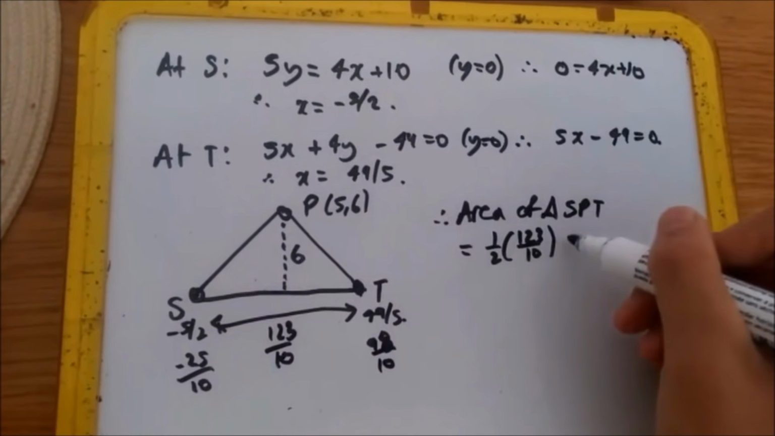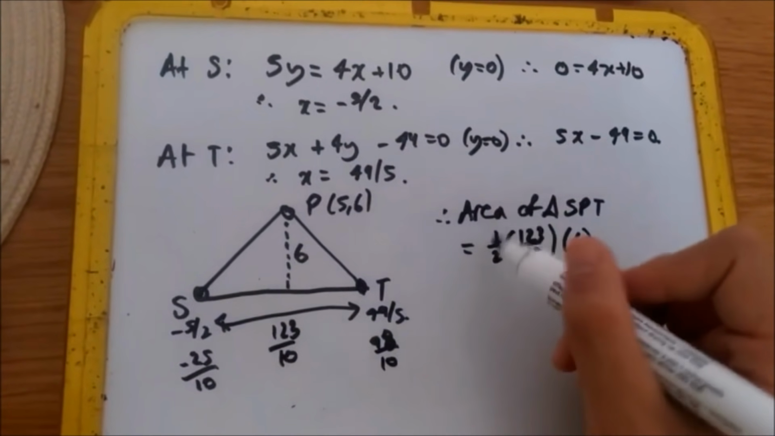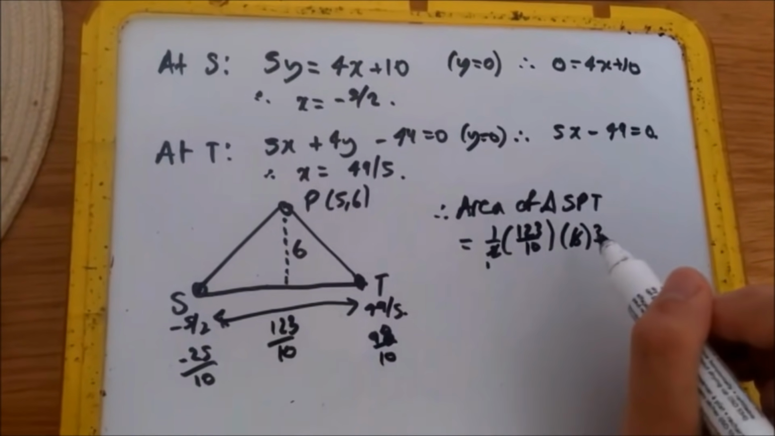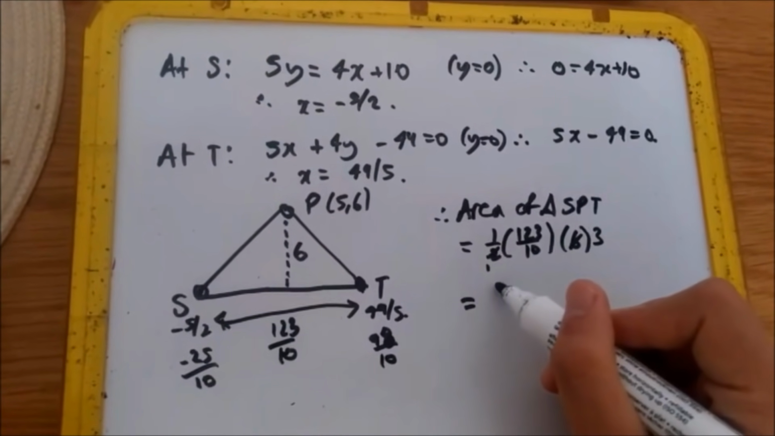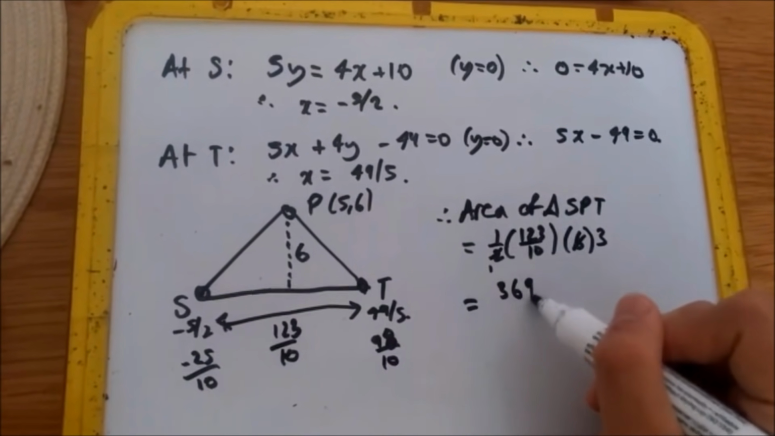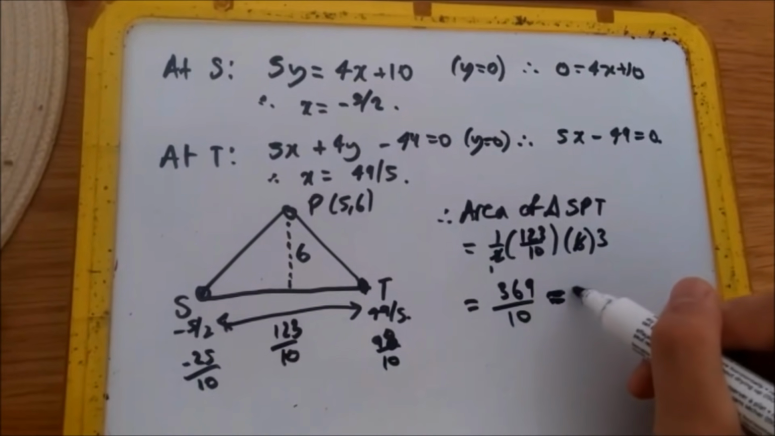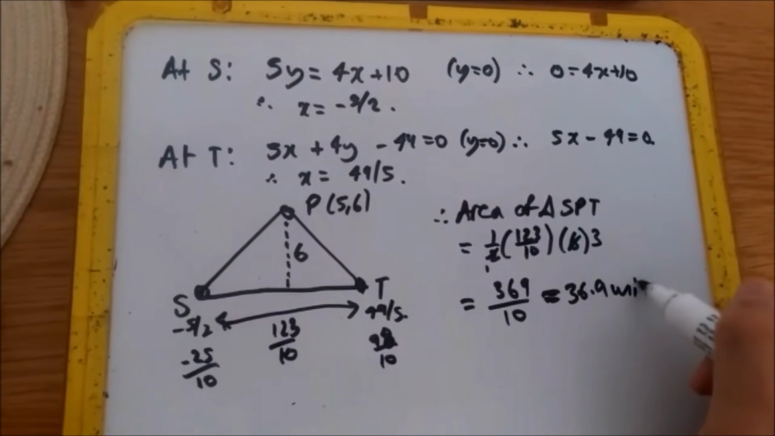Some really crazy questions that Edexcel likes to give us. Times 6. Doing some cross simplifying, so crossing out 2 gives us 1, and 6 gives us 3. So now just 3 times 123. Thankfully, it's not a bad number. This should give us 369 over 10, which is exactly 36.9 units squared.